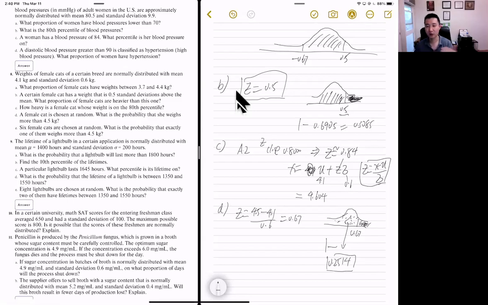Again, go back and do the question yourself, see if you can get the same answer. Do the practice by yourself. So that's the answer: 25% of female cats are heavier than 4.5, or the probability is 25% of being heavier than 4.5 kilograms.